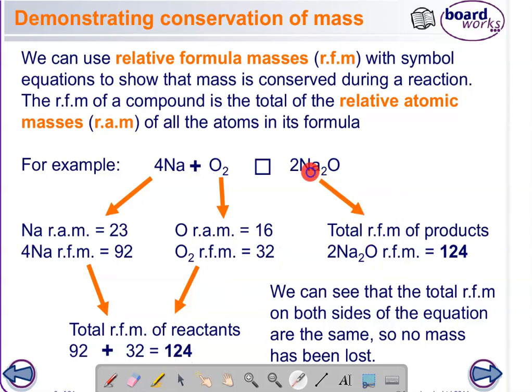Let's go to the product side. The product side is the sodium oxide. We have 2 lots of sodium and 1 lot of oxygen, and we have 2 lots of the compound here. So if you add them up and multiply by 2, you're going to have 124. Now you can see that the total relative formula mass on both sides of the equation is the same. So no mass has been lost. No mass has been lost means that mass has been conserved.